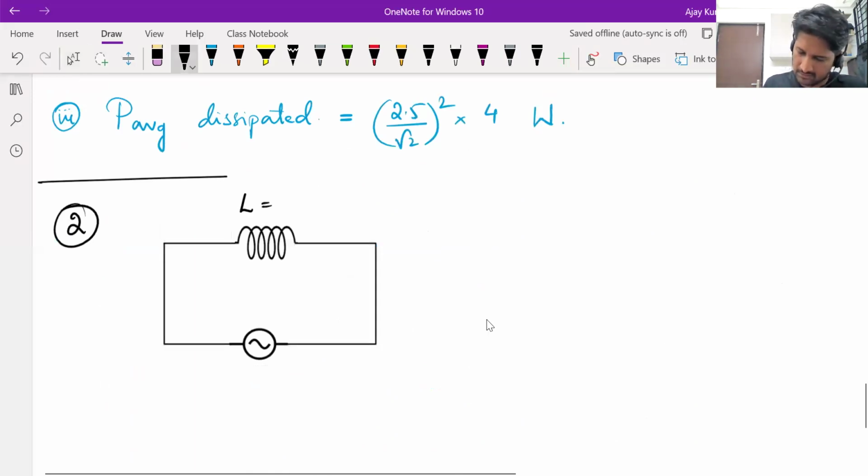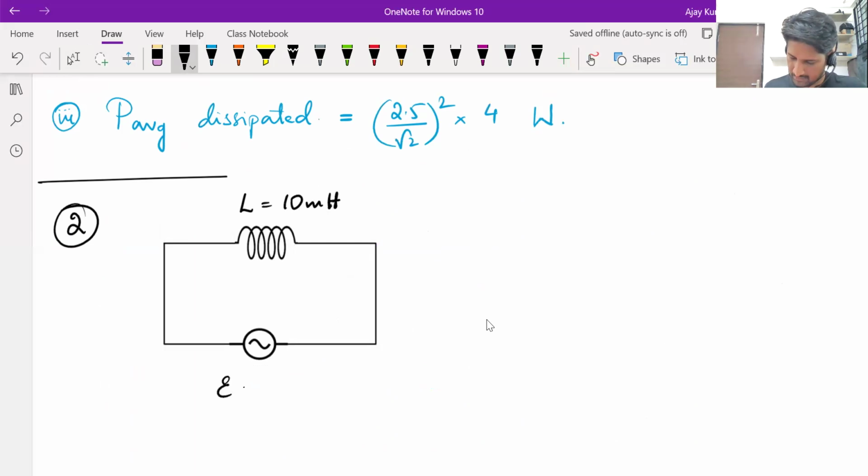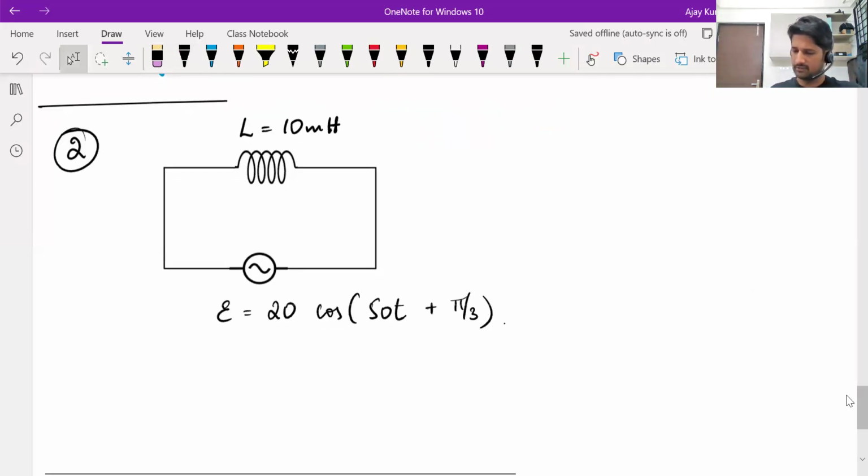Let's try another question based on inductor. Assume the inductance is some 10 millihenry and the EMF applied is 20 sine. How much shall we take? Say 50 t. There's no pi. Okay, I'm directly writing it as 50 t. Or wait, let's not take the sine function. Make it 20 cos(50 t plus pi by 3). Okay. So inductance is given. You are given the EMF function.